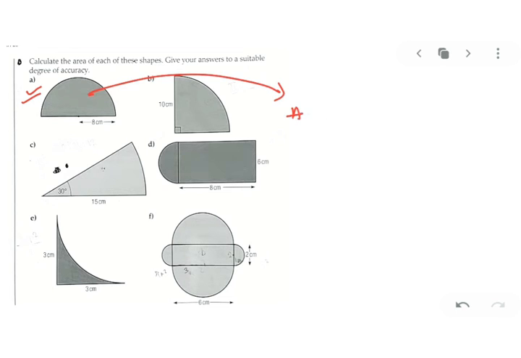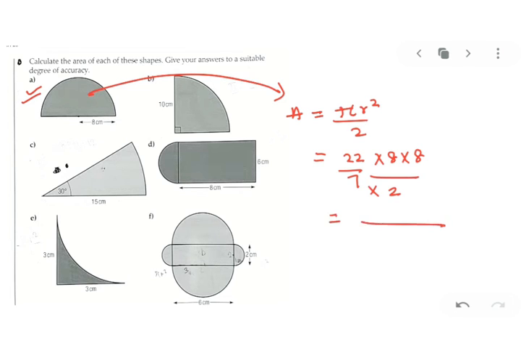You can go for area is equal to pi r square upon 2. Pi you have 22 upon 7. For this, if you can notice, the radius is 8 and whatever answer you get, you have to divide with 2. Yes, my dear kids, can you get with the answer for this?